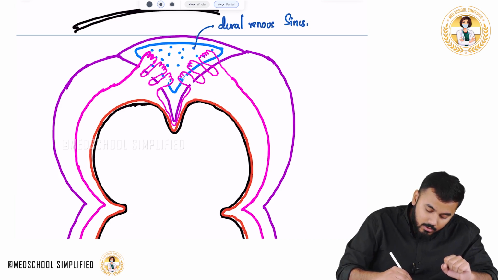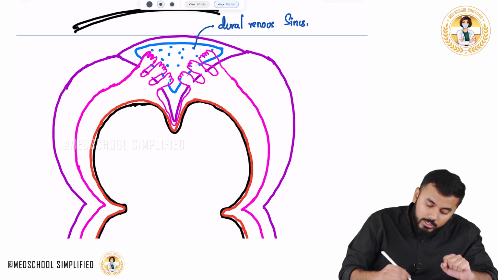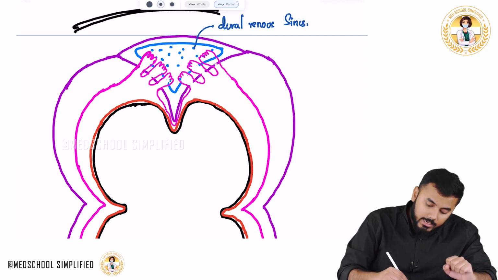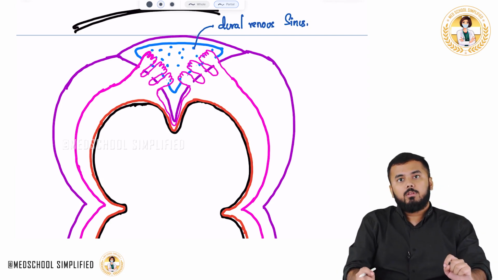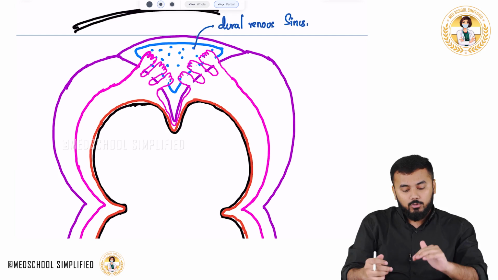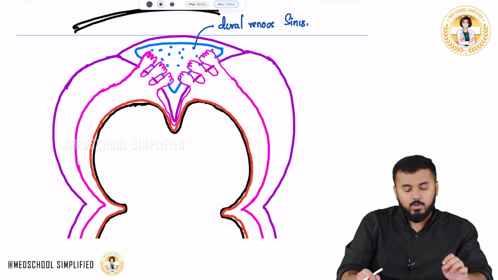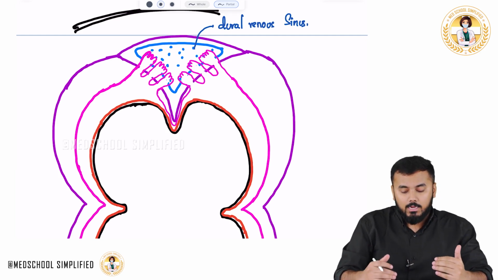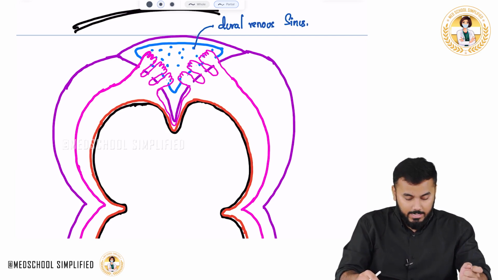These are the finger-like projections of the arachnoid mater into what? Into the dural venous sinus. And how is it entering into the dural venous sinus? By piercing your dura mater. So this is what is called the dural venous sinus, right?